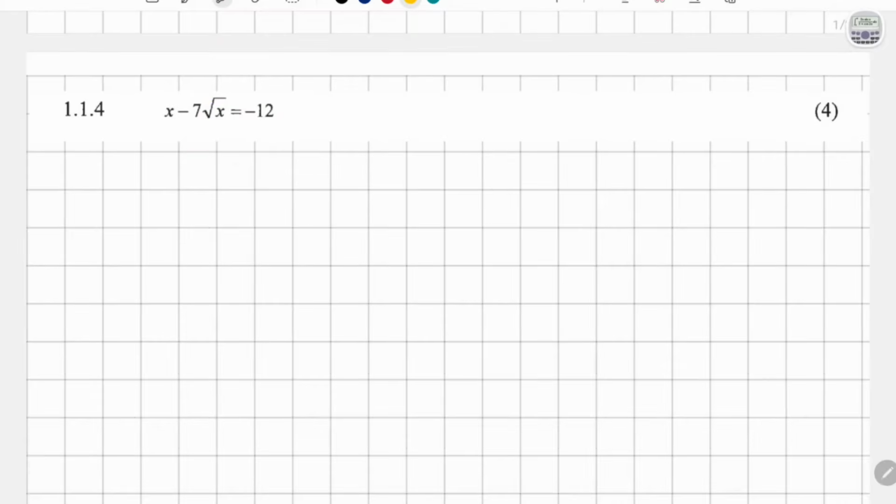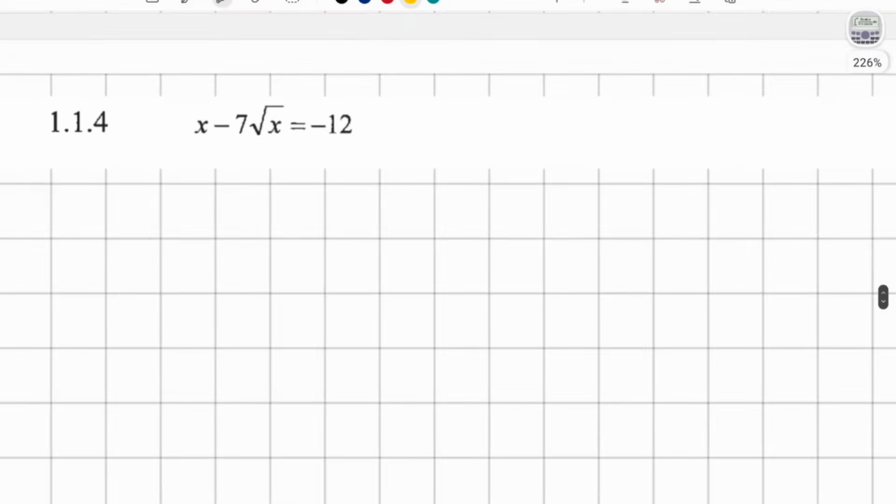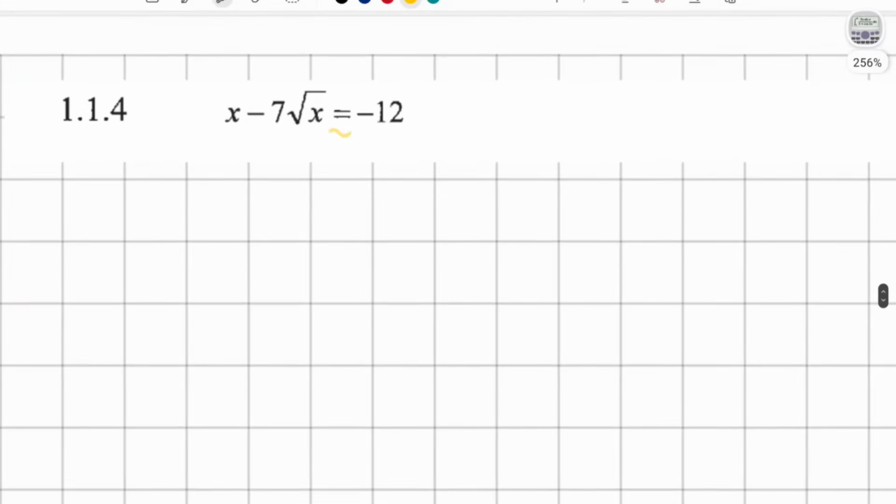So whenever you see equations with a surd, your one goal, especially if the surd has an x in it, is to isolate the surd. Now let's look at the best way to isolate this surd. Right now, as you can see, this surd is negative. You always take the sign in front of it. It's a -7 square root of x. Because it's negative, we can make it positive.